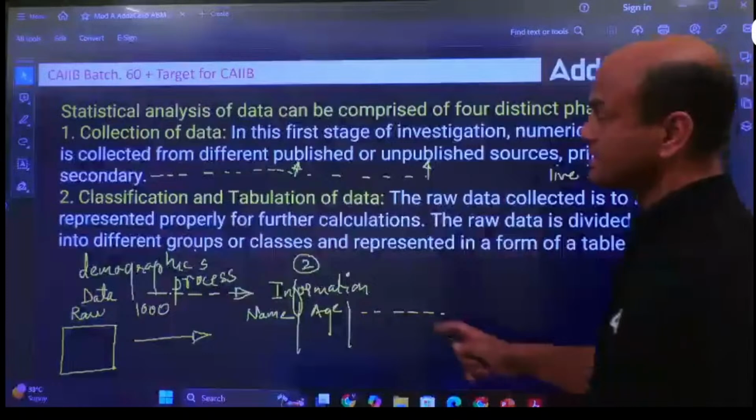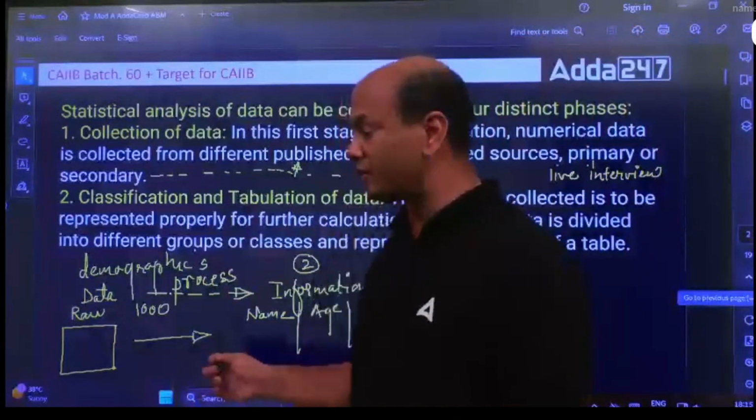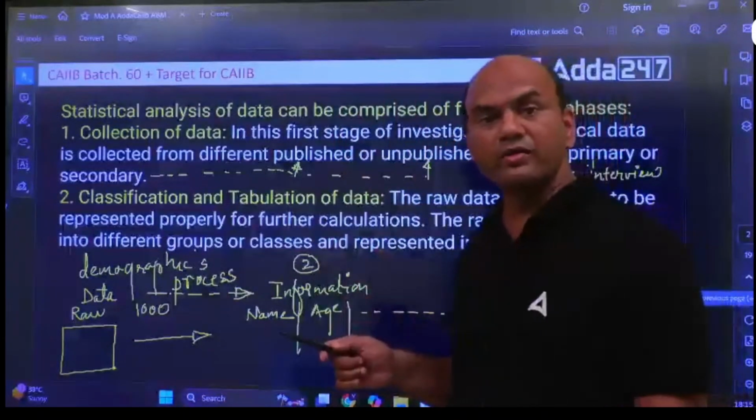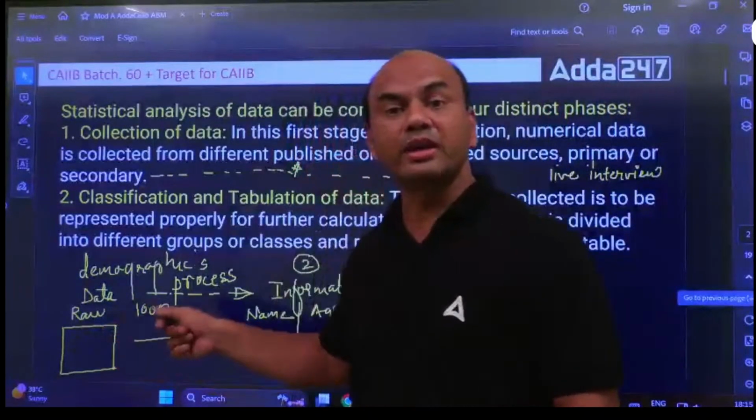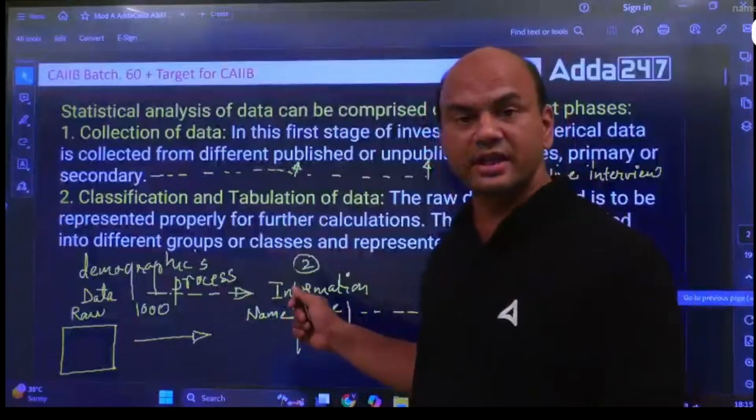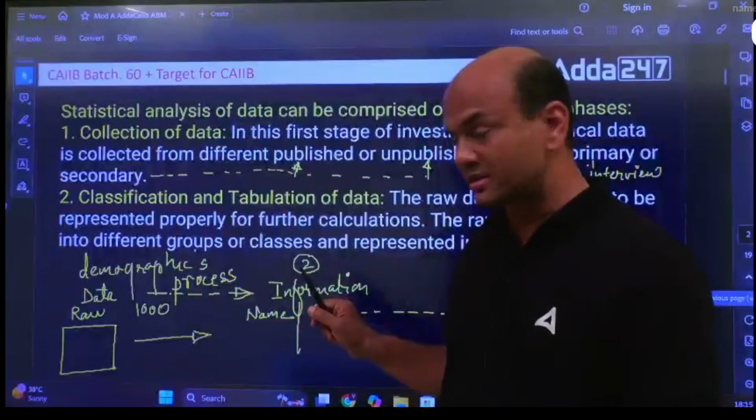What do you mean by this? Say this. I have shown it over here. Data and information. Whenever you have the forms, the 1000 forms, that is the data. And whenever you collect this and create this table from it, that is known as information.